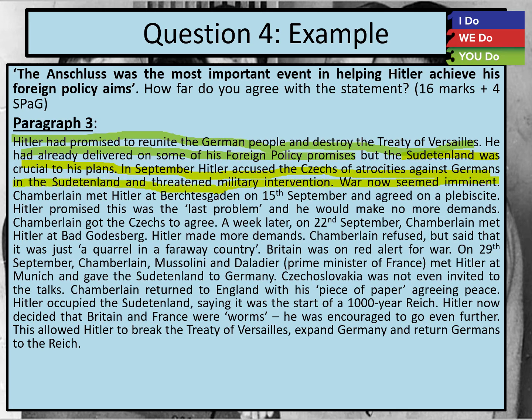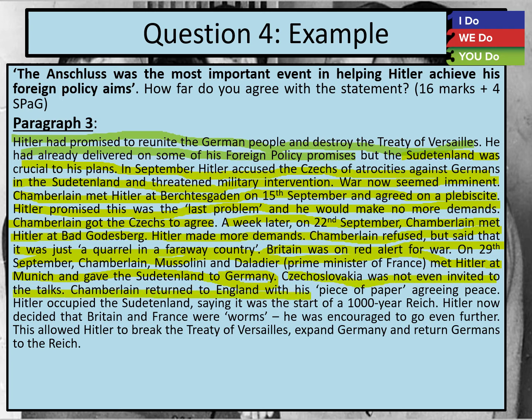War now seemed imminent. Chamberlain met Hitler at Berchtesgaden on the 15th of September and agreed on a plebiscite, a vote. Hitler promised that this was the last problem and he would make no more demands. Chamberlain got the Czechs to agree there'd be a vote. A week later, on the 22nd of September, Chamberlain met Hitler at Bad Godesberg. Hitler made more demands. Chamberlain refused, but said it was just a quarrel in a faraway country. Britain was on red alert for war. On the 29th of September, Chamberlain, Mussolini and Daladier from France met Hitler at Munich and gave the Sudetenland to Germany. Czechoslovakia was not even invited to the talks.